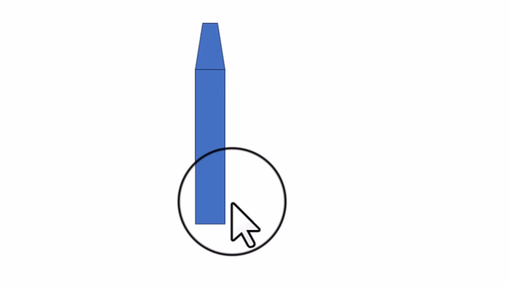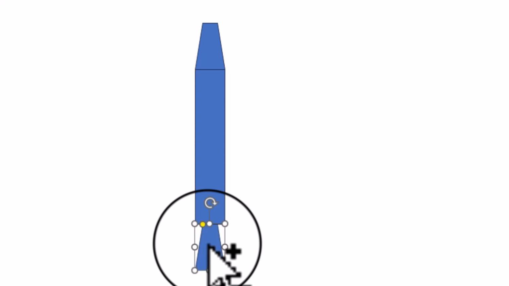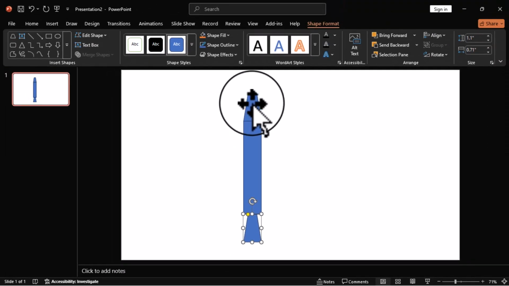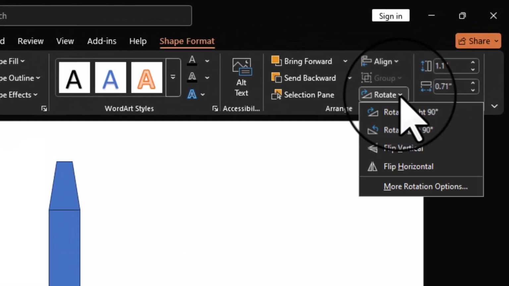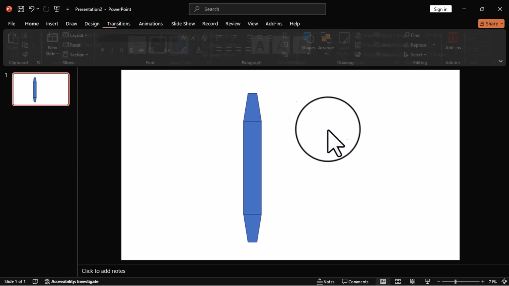Now we want to have a duplicate of this so that we can position it below this rectangle. I'm going to select this, hold down the control key, the shift key, and drag this down to make a duplicate. Now when we have this, let's rotate this to have the opposite of this present shape. So I'll move back to the shape format, and in the rotate option we click and choose flip vertical. Now we have this perfect option.